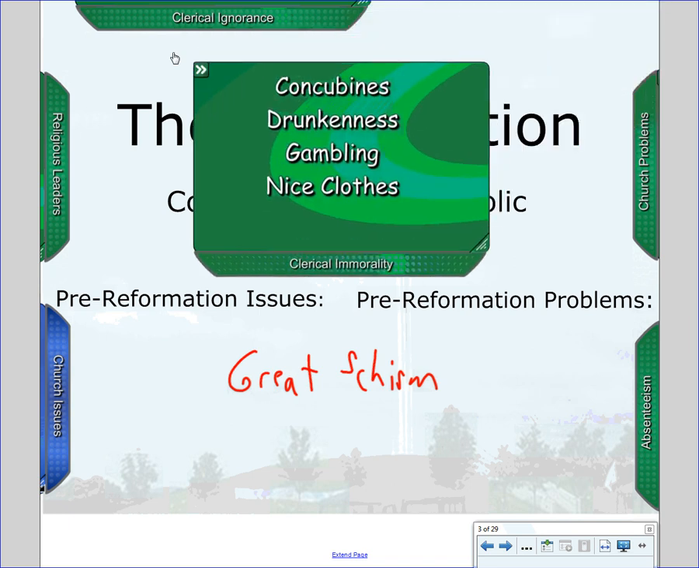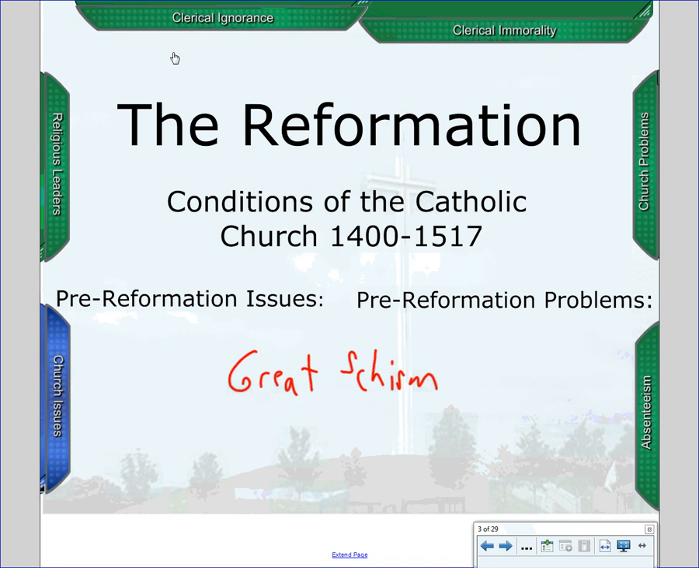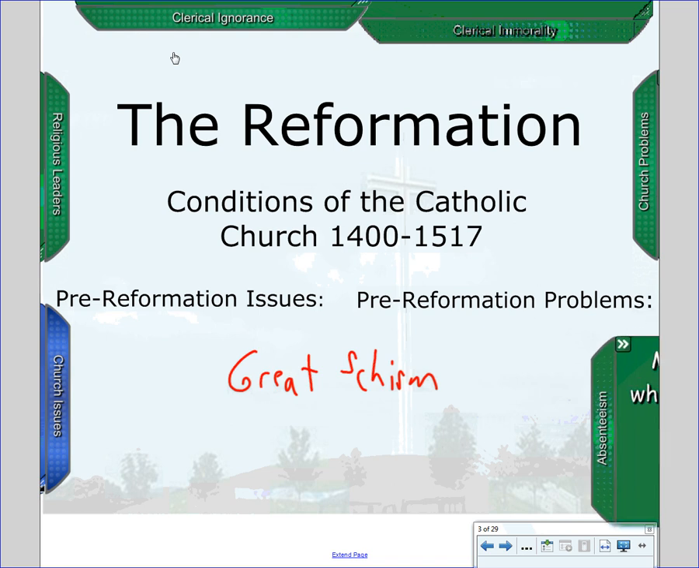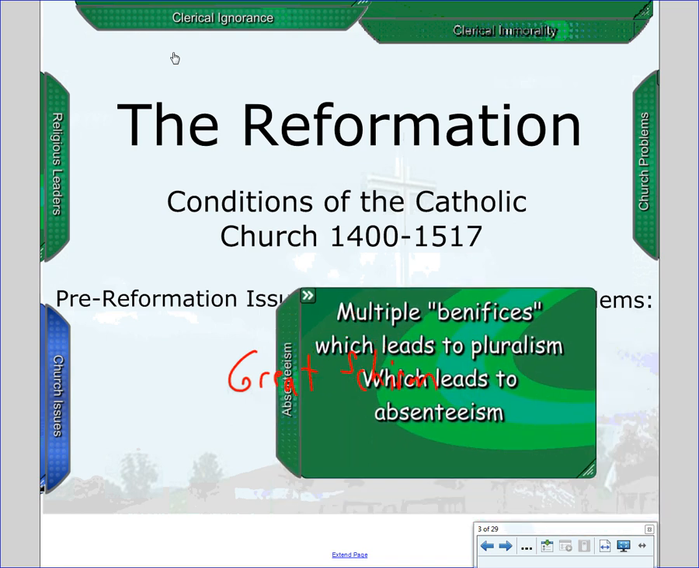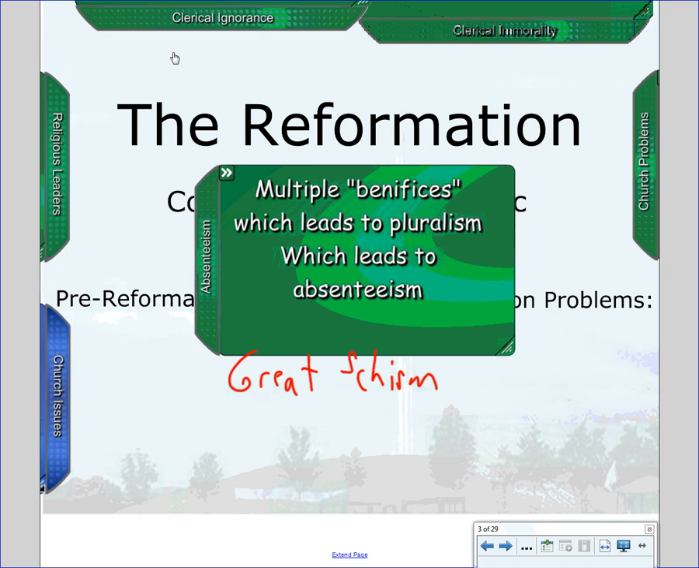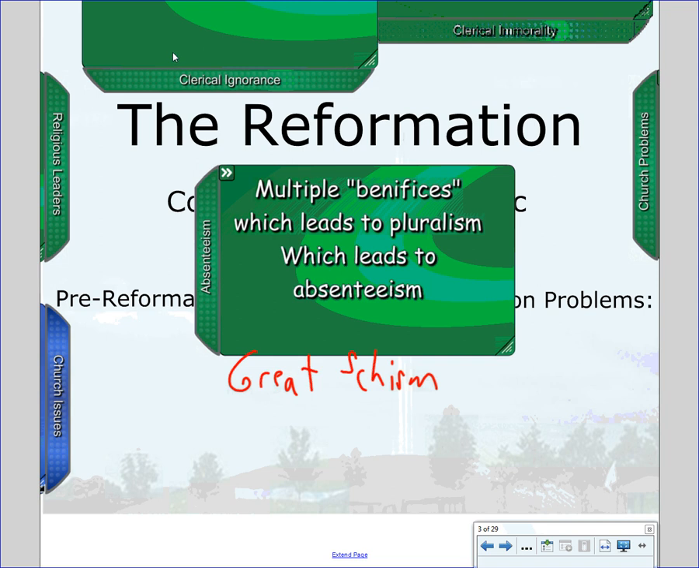We talked about this before, all the issues with immorality, the drinking, the gambling, and more into living the world of the Renaissance than they were saving people's souls. Absenteeism was a huge one. Remember, benefice is going to be an office. When you have multiple offices or benefices, you can't be in one place. You can only be in one place at a time. You can't be in all these different places. So this led to absenteeism. Well, absenteeism goes back up here with your ignorance and your immorality and these religious people just not doing what they needed to do.